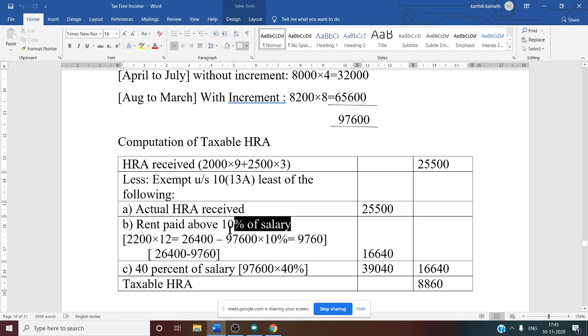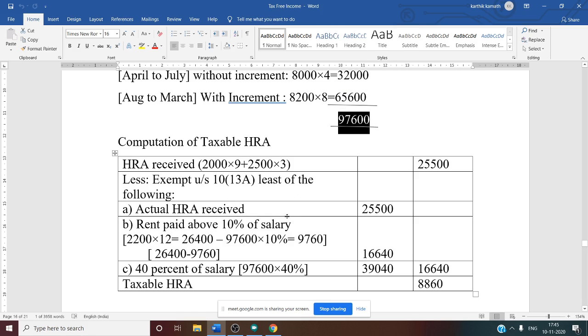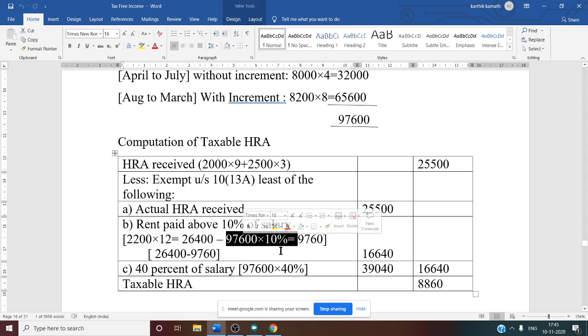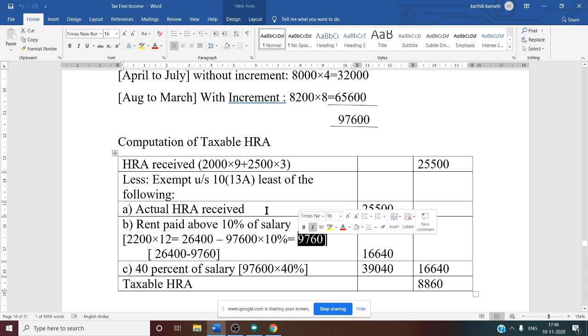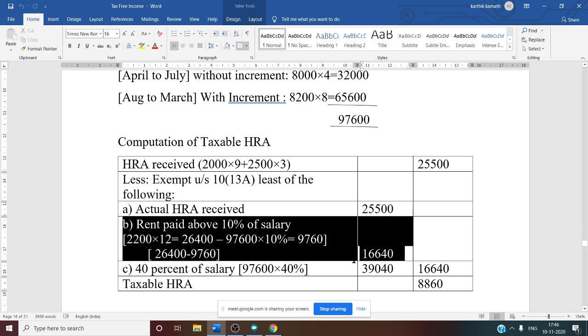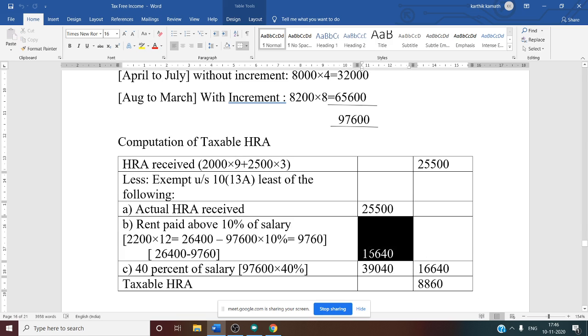Then we have to calculate 10% of salary. Salary we know is 97,600. On that you take 10%, you will get 9,760. That is our 10% of salary. Next, rent paid minus 10% of salary, that is 26,400 minus 9,760. The second condition answer is 16,640.